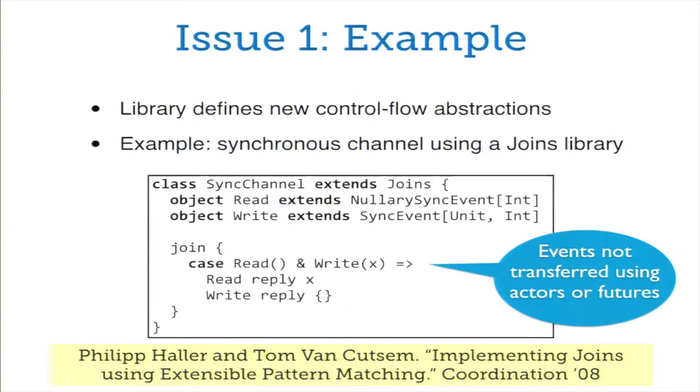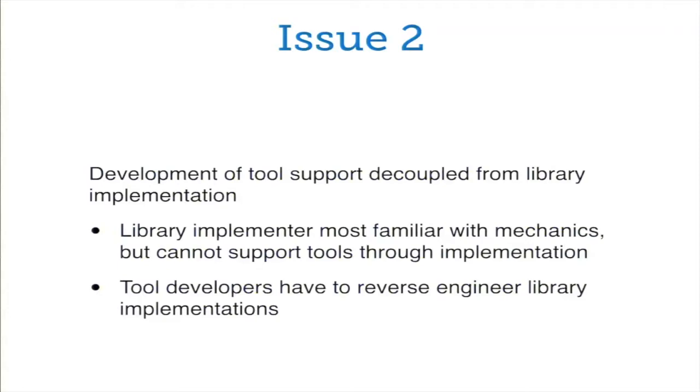So this is a high-level way to specify these synchronization constraints. And what's interesting is that these events, like this argument x, are actually not transferred from the writer to the reader using futures or actors. This is using a completely different mechanism.